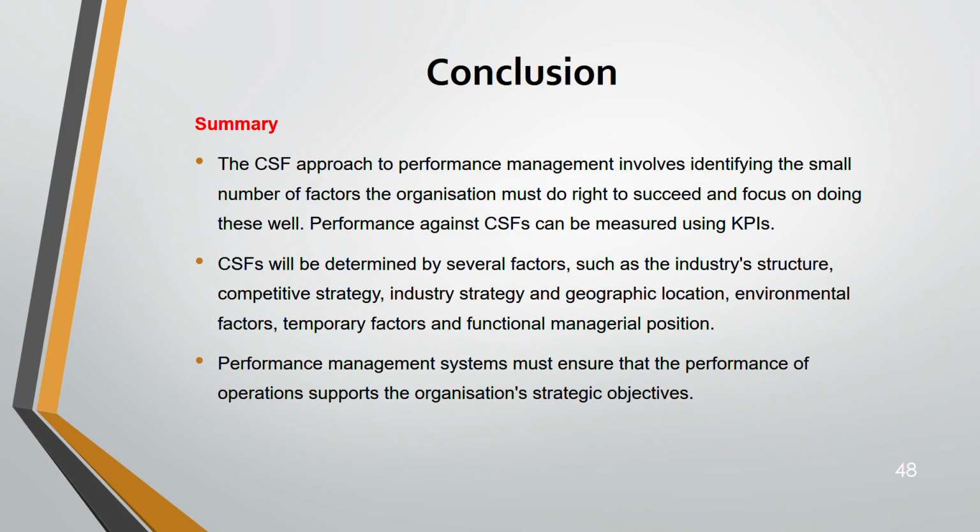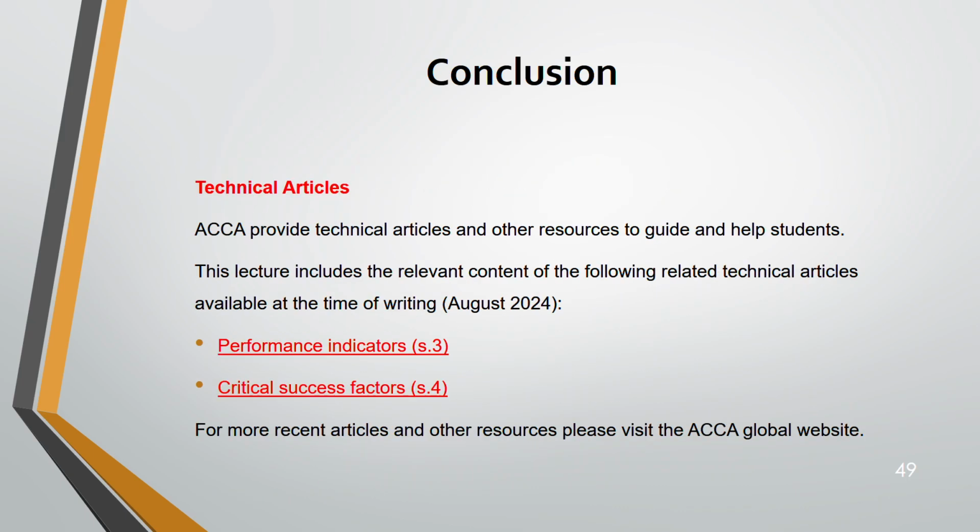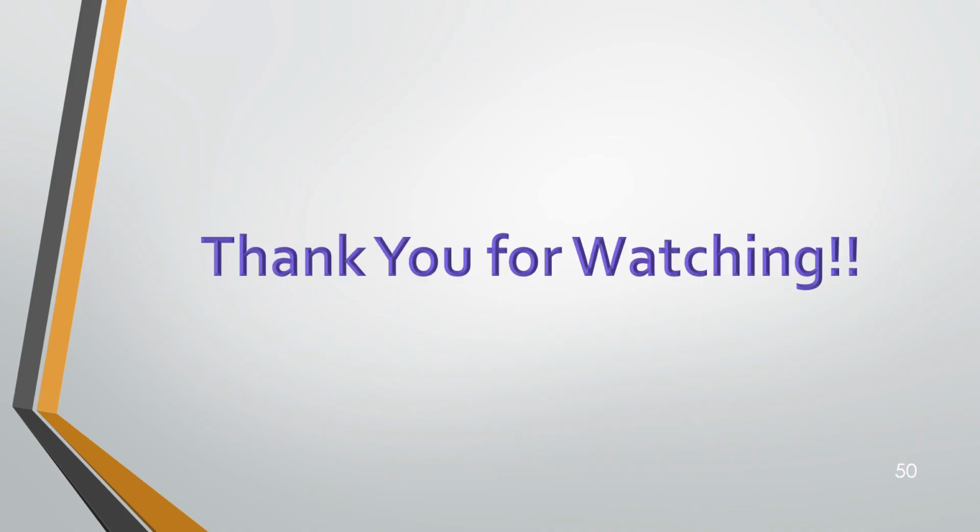Then the performance management system has to ensure the performance of the operation supports the strategic objective of the organization. The planning gap is the difference between the planned objective and the outcome that will occur if the current activities remain unchanged. The two technical articles that you have to read are performance indicator and critical success factor on your ACCA website. Please do read them because they give you a lot of wide knowledge apart from what I've covered in the lecture.